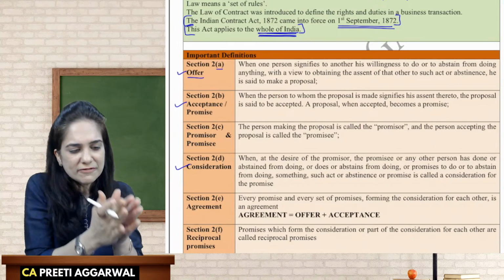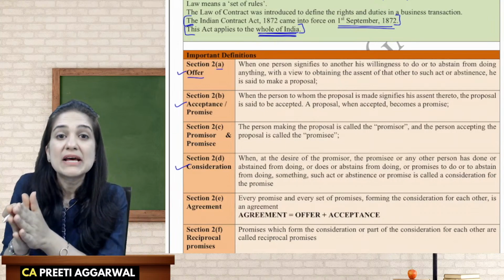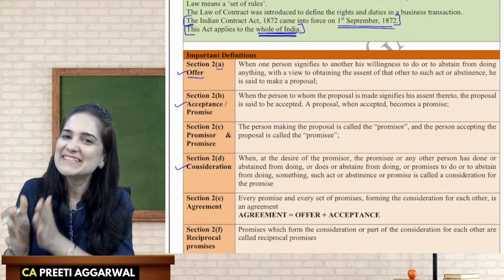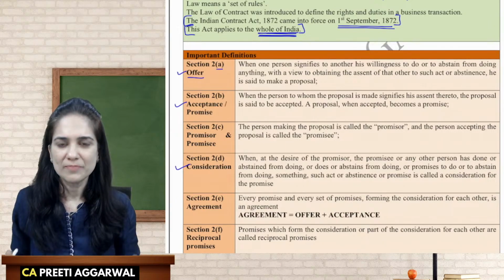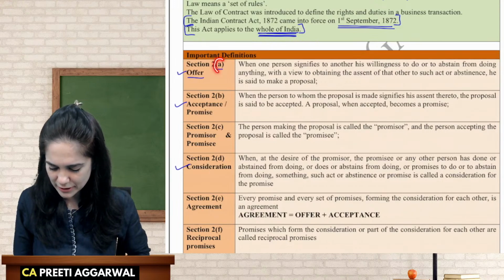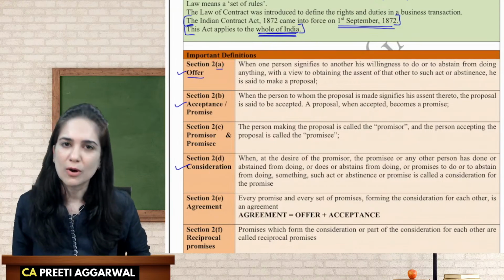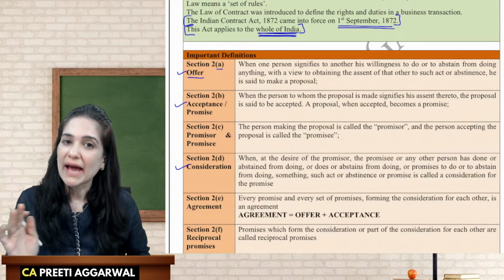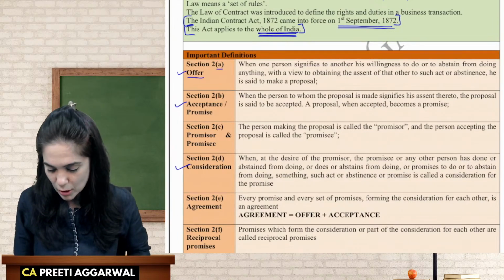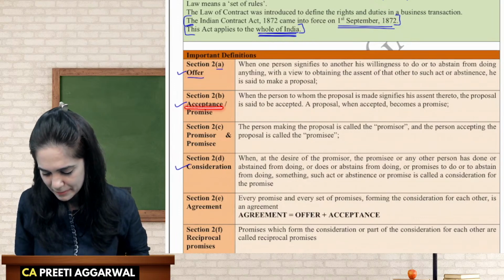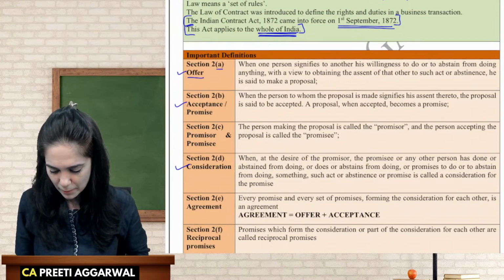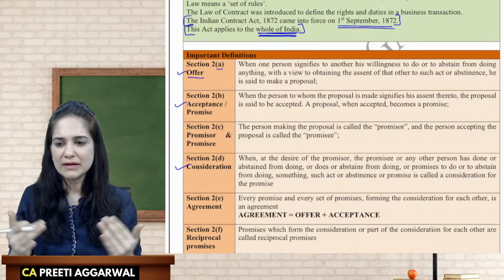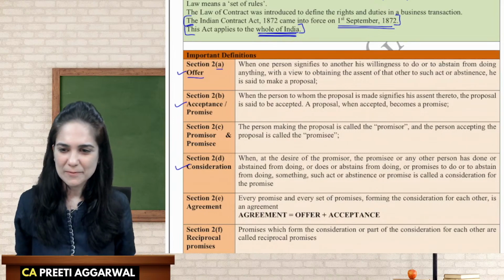Easy. After offer, then comes acceptance. Section 2, clause B defines acceptance. See, it's a very logical flow. Offer is the starting point of contract, Section 2, clause A. Offer needs to be properly accepted. Now, offer plus acceptance makes a promise. What is a promise? A proposal, when accepted, becomes a promise.